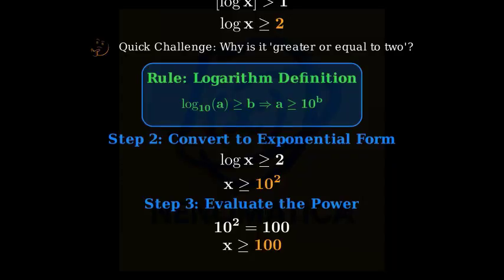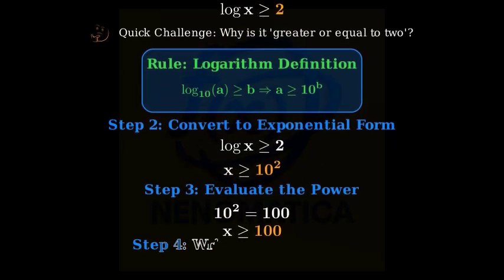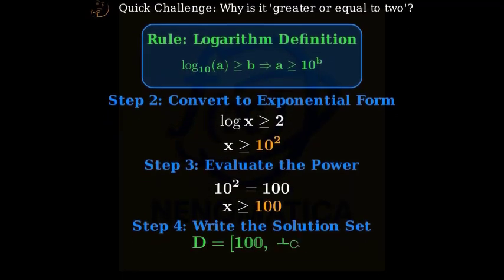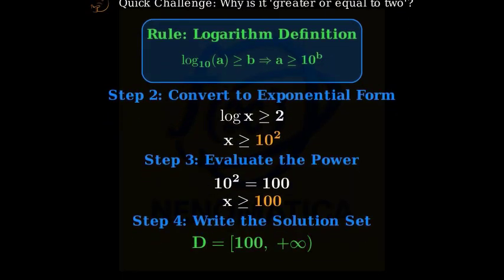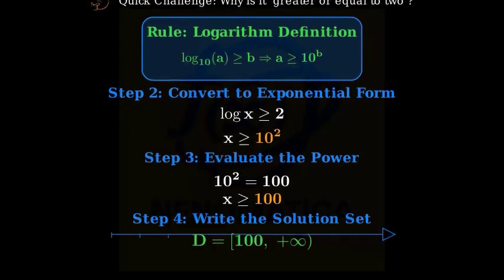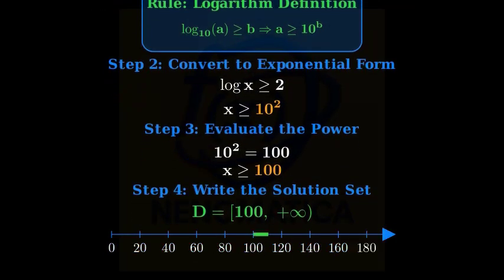Step 4. State the full solution set. The solution is all x values greater than or equal to 100, which in interval notation is the bracket 100 to positive infinity. Let us also visualize this on a number line.